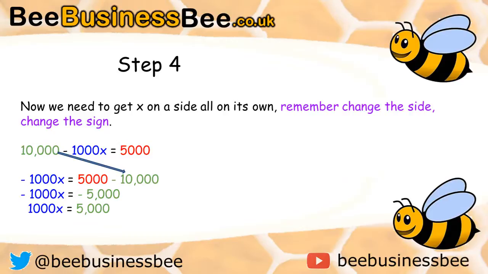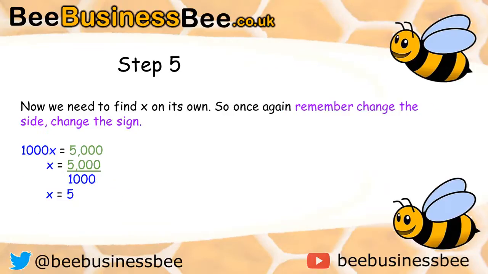And of course, the beauty of this is that we've got two minuses. If you notice, we've got minus 1,000x and minus 5,000. What we can do by a rule of maths, and I'm not quite sure why it works, but we can just ignore the negatives. So of course we get 1,000x equals 5,000. And now we're close to solving our equation.